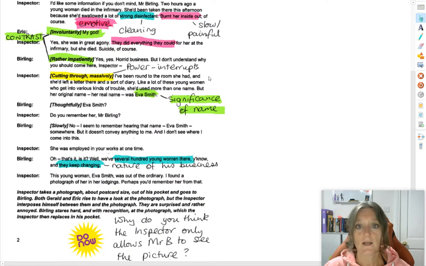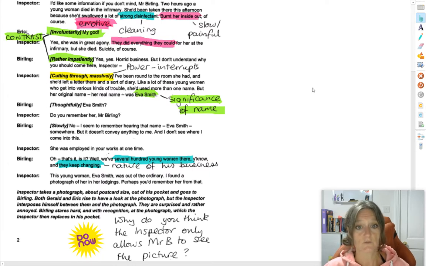The inspector shuts Mr. Birling up. That makes a happy change, doesn't it? Because nobody's managed to shut Mr. Birling up this evening so far. It's normally Mr. Birling who is getting other people to be quiet. How does the inspector get him to shut up? He cuts through massively. So here the inspector really shows that purposefulness that was in the stage directions. He shows his power as a policeman by interrupting Mr. Birling.